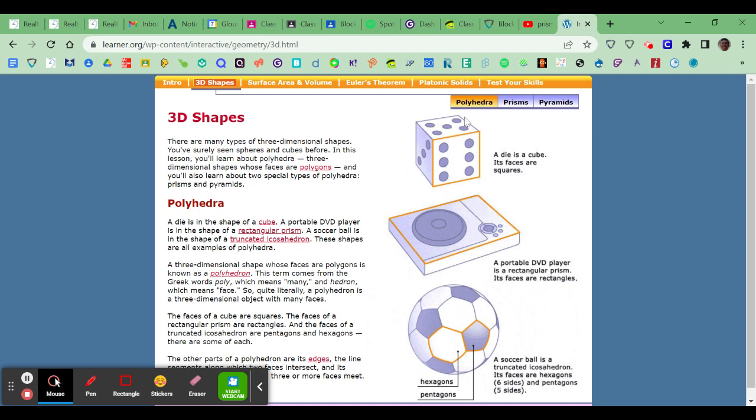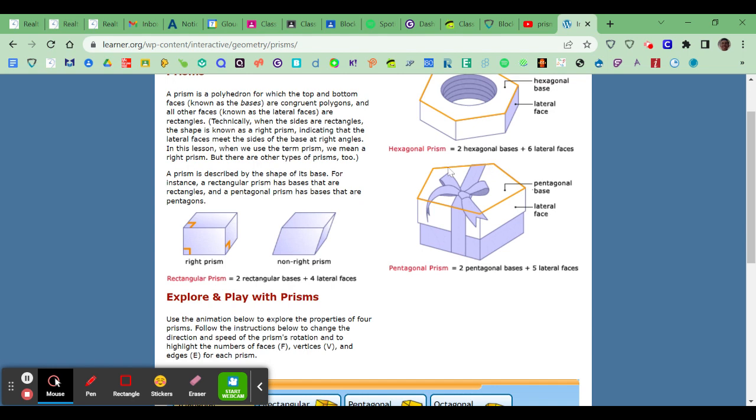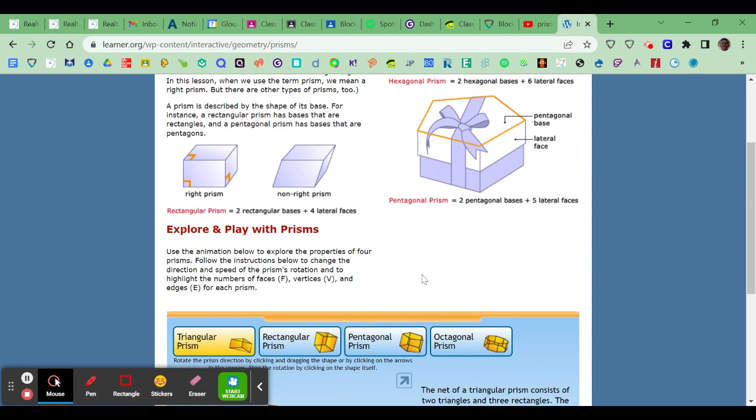All right. So we have two special types that we're going to be focusing on: prisms. Prisms have identical bases. Sometimes we say parallel congruent bases. The top of this nut is the same as the bottom. The shape is a hexagon up here, hexagon on the bottom, and then you'll see the faces that wrap around are all rectangles. Here's a pentagonal base, and on the bottom it'd be a pentagon. So there we go. These, what we call lateral faces, are all rectangles.